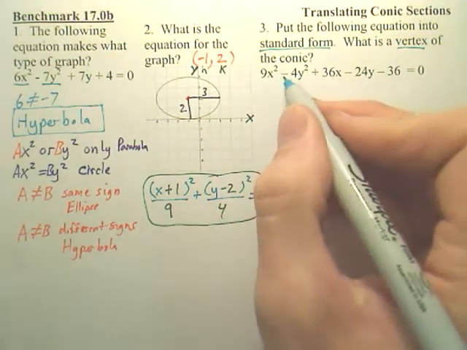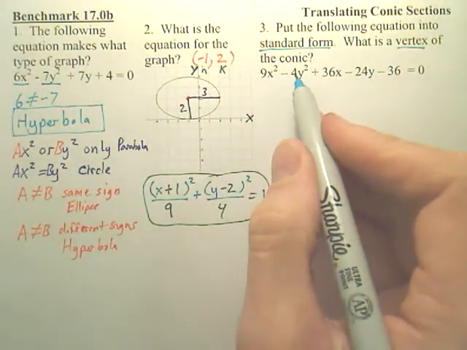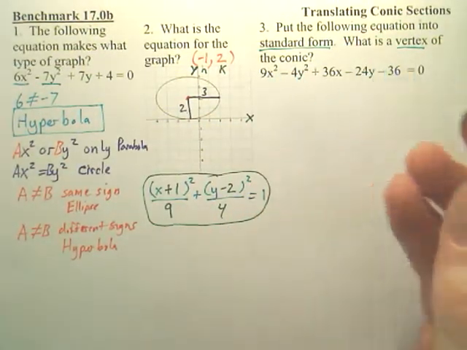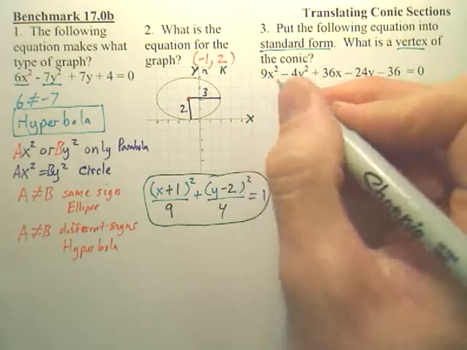First of all, let's look at this. This is actually going to be a hyperbola, because a and b are different, and one's positive, one's negative. So we know it's a hyperbola. Besides that, let's keep going.